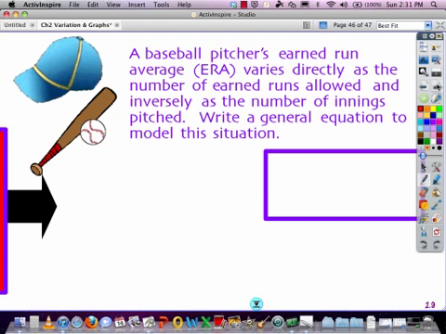Pretty good since we got the playoffs going on right now. A baseball pitcher's earned run average, known as his ERA, varies directly as the number of earned runs allowed and inversely as the number of innings pitched. Write a general equation to model this situation. So you should be writing what you believe would be variables that could be appropriate. What powers do they need to be? Don't forget, since they're all variations, you have to have a constant in there somewhere. So go ahead, read that again, and write down your version of the formula.